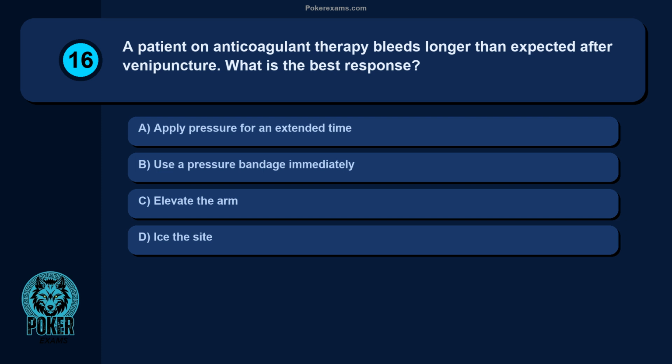Question 16. A patient on anticoagulant therapy bleeds longer than expected after venipuncture. What is the best response? Apply pressure for an extended time. Use a pressure bandage immediately. Elevate the arm. Ice the site.